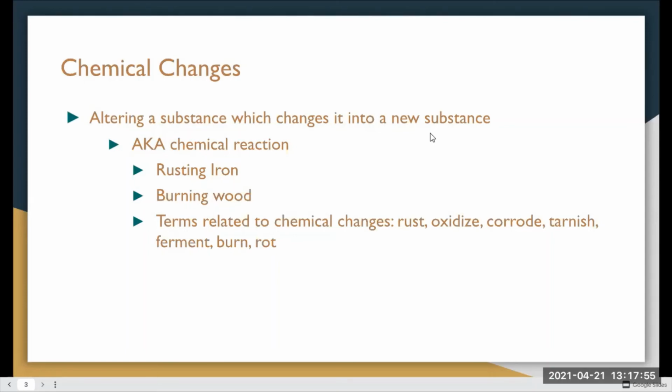Corroding, tarnishing. You might have heard of people that have to polish silver because it's tarnished. Well, tarnishing is like an oxidation reaction for silver and metals. And when you're polishing it, you're actually taking that top layer off in order to show what's underneath. You're not reversing the reaction. Fermenting, that's a reaction. You just did an experiment on that. Burning, rotting, decomposition. All of these are chemical changes because you're changing the substance to create a new substance.